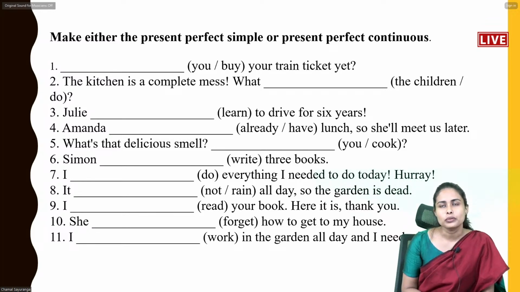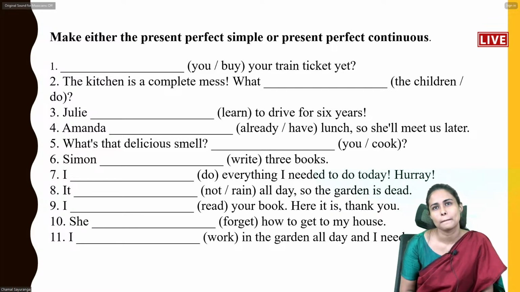I do everything I needed to do today. Hooray. Then what's the perfect tense to go with, present perfect or present perfect continuous? Present perfect is better because I am talking about a result. Then what's the correct sentence? I have done everything. I have done everything I needed to do today, because done is the past participle of do.